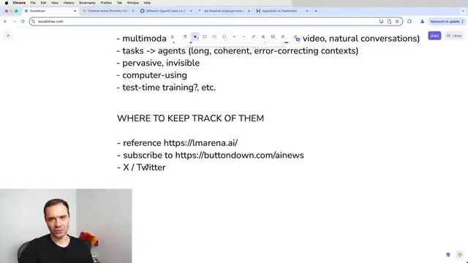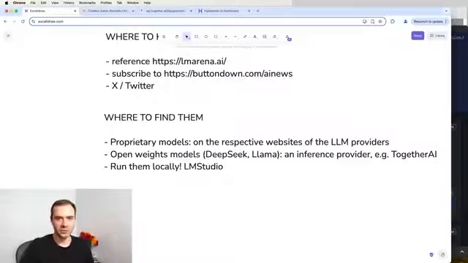And the last thing I would point to is just X and Twitter. A lot of AI happens on X, and so I would just follow people who you like and trust and get all your latest and greatest on X as well. So those are the major places that have worked for me over time. And finally, a few words on where you can find the models and where you can use them.